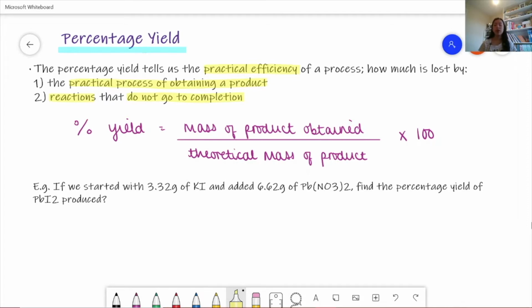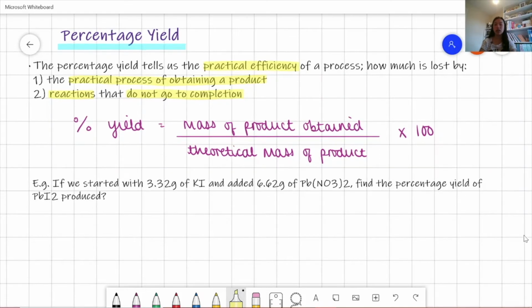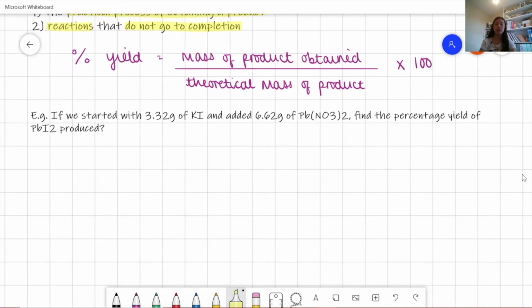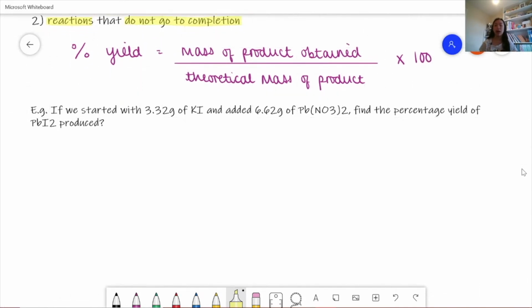We can also do this by dividing the moles of the product obtained by the theoretical moles of product, also multiplied by 100. So in this example, if we started with 3.32 grams of potassium iodide and added 6.62 grams of lead nitrate, find the percentage yield of lead iodide produced. The first thing to do with all of these kinds of questions is to write out the equation so we can see what's happening.